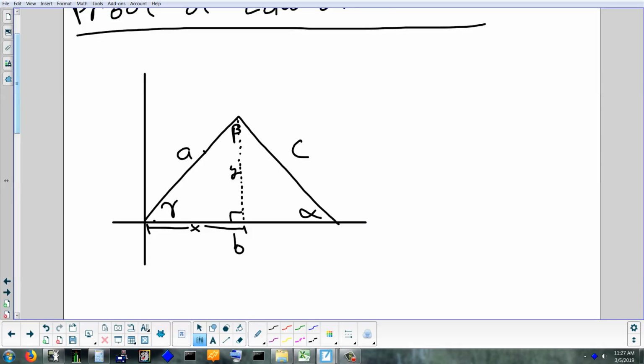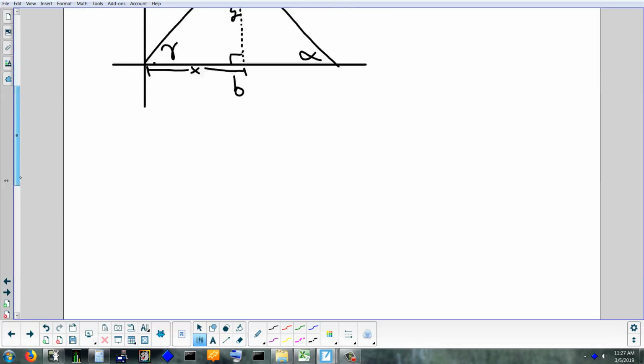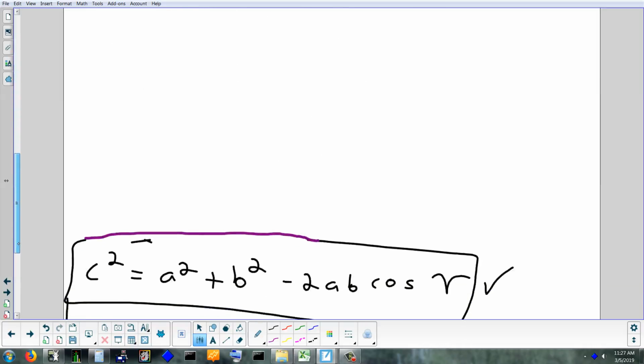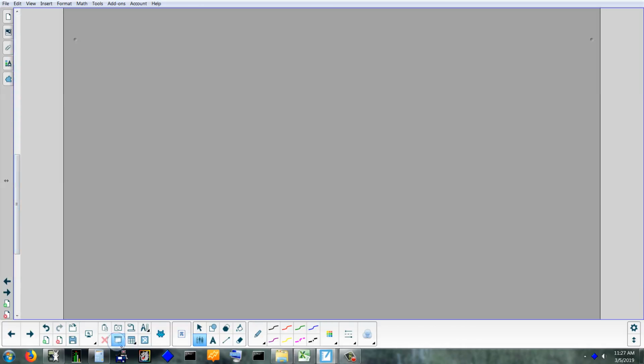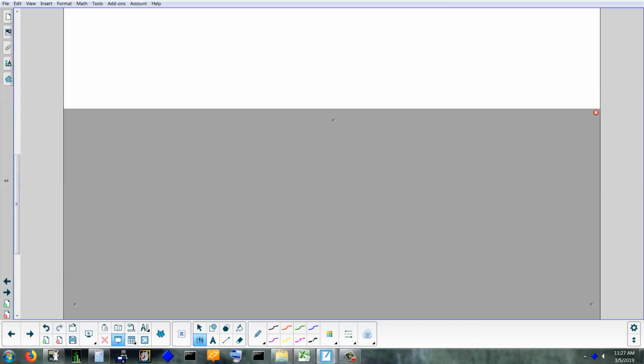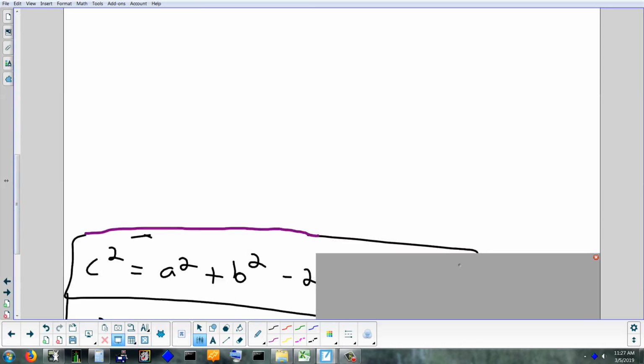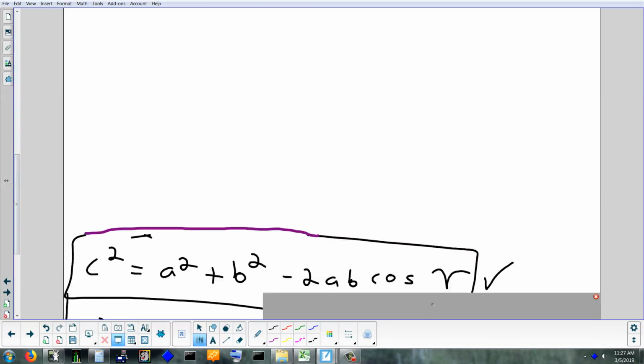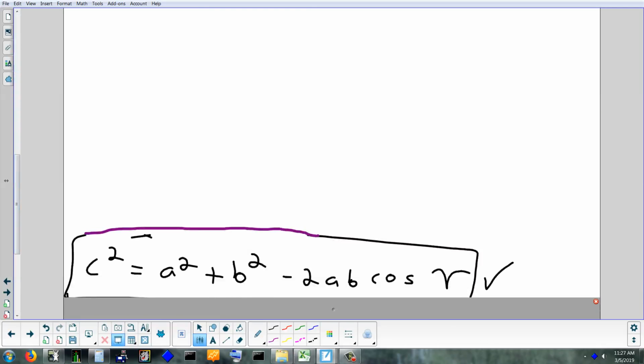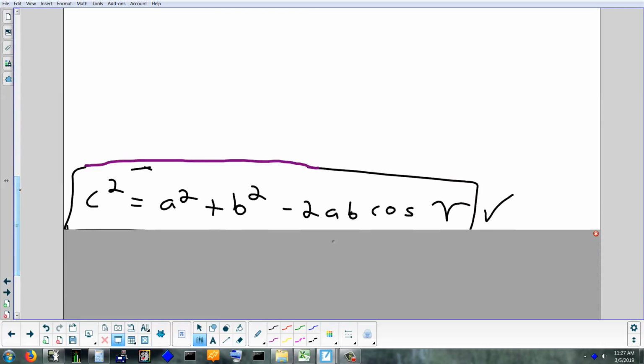Yeah, and the proof, if we were going to go through it, involves a right triangle and using the Pythagorean theorem. So it's kind of like the Pythagorean theorem, but there's this adjustment on the end: minus 2ab cosine gamma. So you can actually still use this formula even on a right triangle.